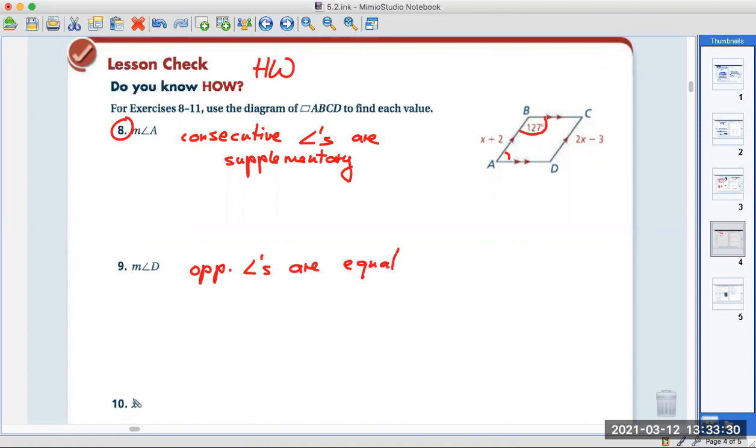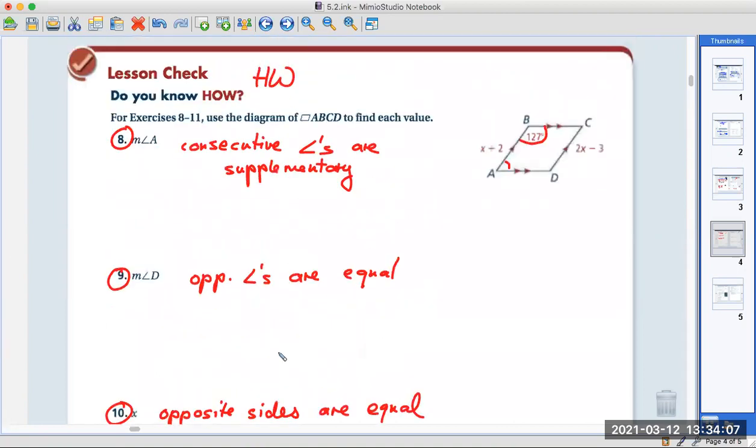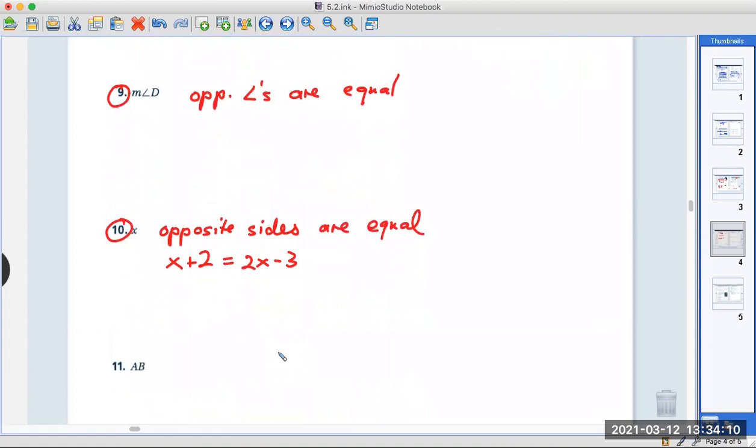But then X, number 10. So that was number 9. Number 10, the X. Remember, opposite sides are equal. Because it's a parallelogram, it's given. Given it's a parallelogram, opposite sides are equal. So what would be my equation? The equation would be x plus 2 is equal to 2x minus 3. And then you solve it. Okay, and find x, and then AB. Yeah, then you plug it back in.